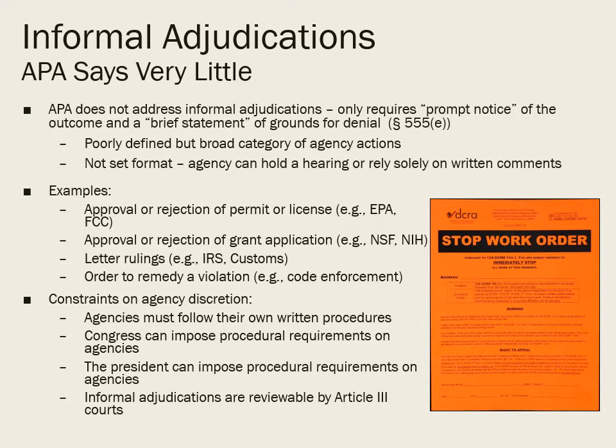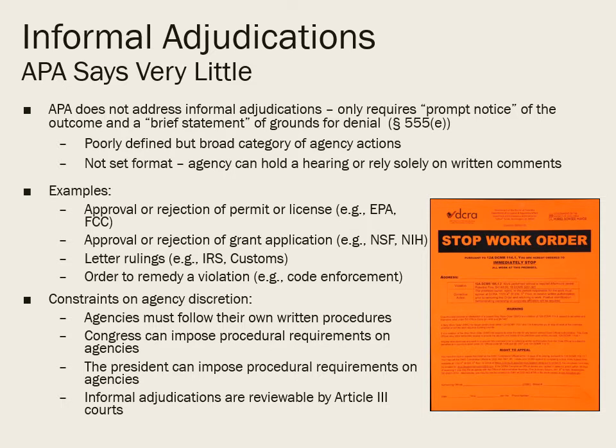So for example, if a government contractor bids on a contract but does not win it, the agency has to promptly notify the contractor that it didn't win, and it has to give a really brief statement about why it didn't win. Similarly, if you didn't obtain a permit before you started re-roofing your house, local code enforcement will give you prompt notice by slapping a stop work order on your door, and that stop work order is going to contain the brief statement of grounds for the agency's decision, and most likely that is going to be some reference to a local ordinance that you violated by not obtaining the permit.